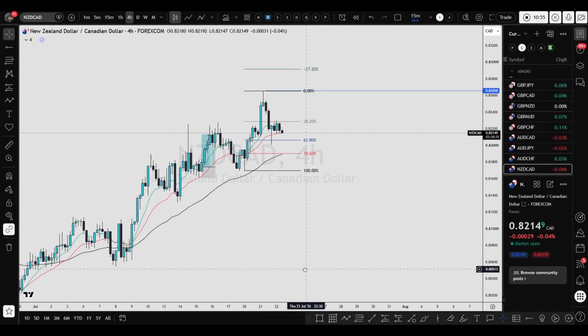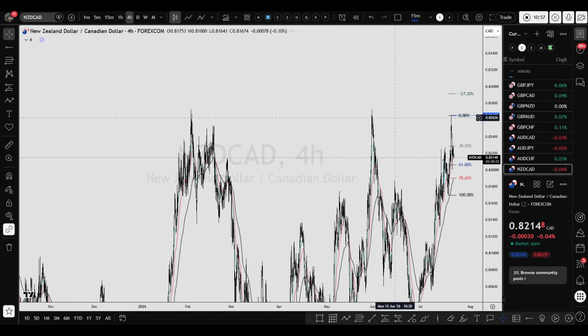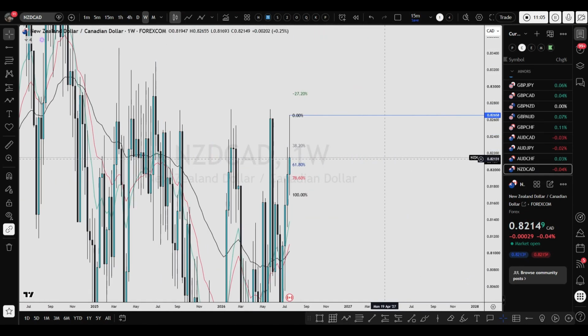Okay, NZD CAD. Price can go above this high. There is a relative equal high over here that I can spot, maybe in the weekly time frame. Man, that's a clean liquidity over here. Look at this, these equal highs.